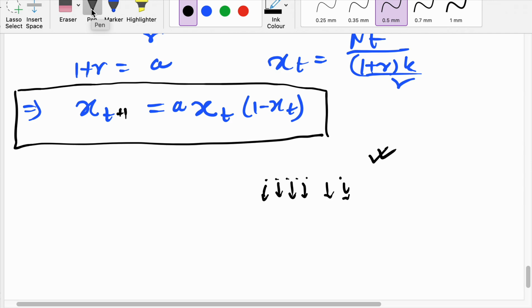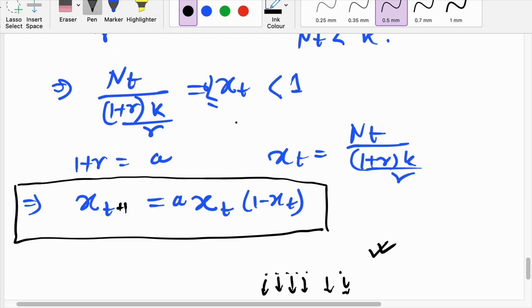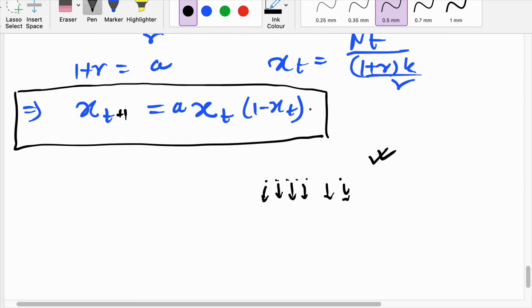In principle it could be anything, but you see here, if you want to check what would be the value of xt plus 1 given xt, since it is a fraction, it could not be greater than 1. So that's why a cannot be anything.